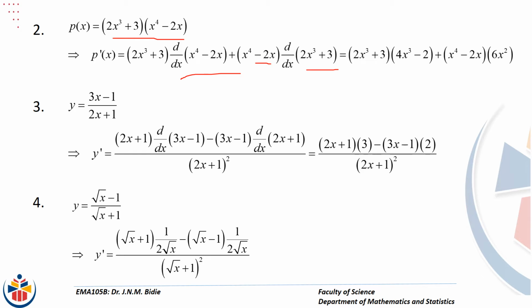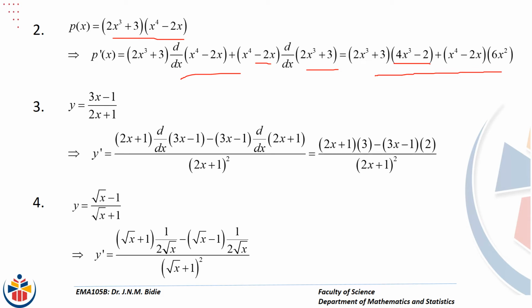So it means we'll have the first bracket, which is 2x cubed plus 3, into the derivative of x to the power 4 minus 2x, which is 4x cubed minus 2, plus the second bracket, which is x to the power 4 minus 2x, times the derivative of the first bracket, which gives us 6x squared. You leave it here unless the instruction has been given that you simplify fully. If it has not been given to you, you leave your answer as it is.